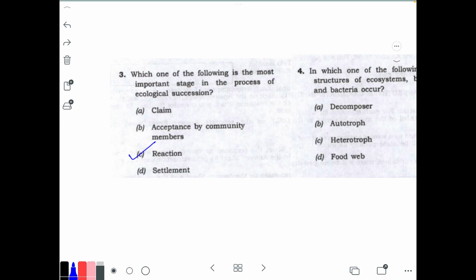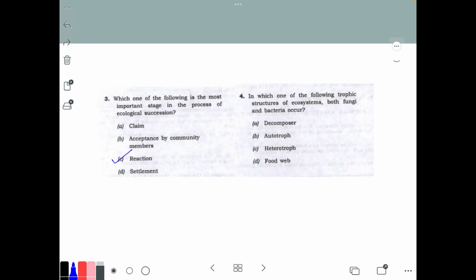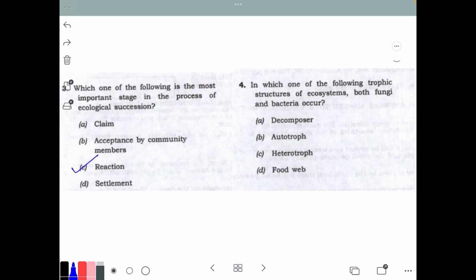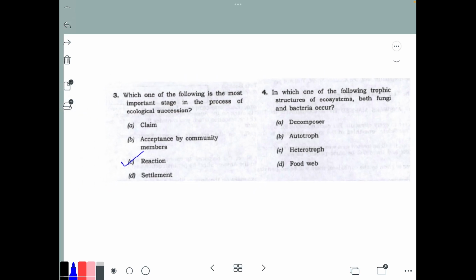Moving on to the next question, in which one of the following trophic structures of ecosystems both fungi and bacteria occur? The correct answer is decomposer.